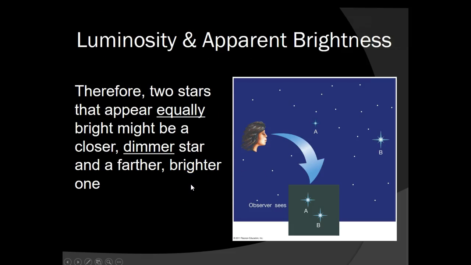So two stars that are equally bright might be at different distances. The bright star might be closer and the dimmer star might just be farther away, even though the brighter one, the one with a higher luminosity, is closer or farther away. Sorry, now I'm confusing myself.